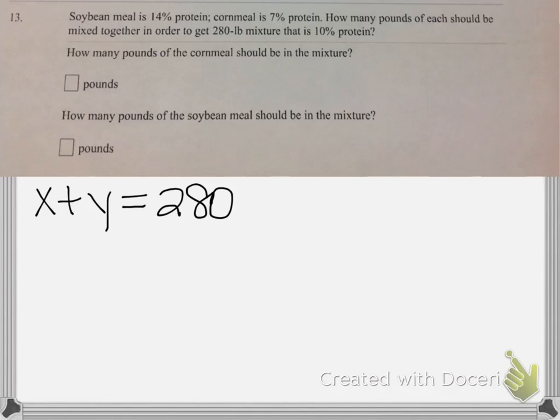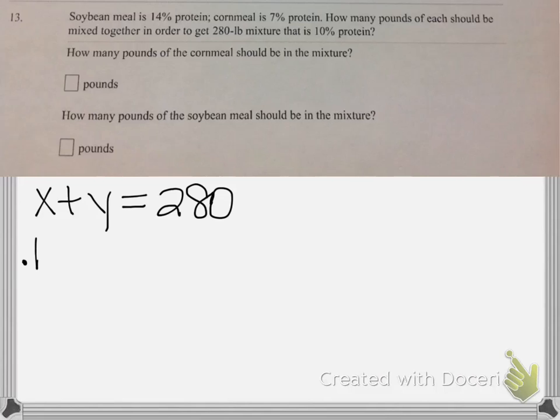So I have X pounds, Y pounds. I know together they have to total 280. That's the easiest equation to write. The other equation, the percent equation, is still not difficult to write, but it's got more to it. It's not as simple as that one. So if we know that soybean meal is 14%, and I have X pounds of it, mathematically, how do I represent that? And so I'm going to convert my percent to decimal.